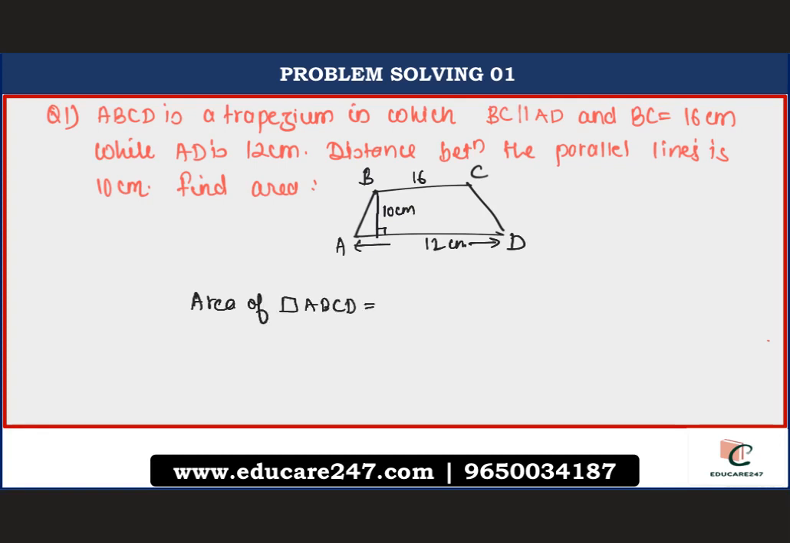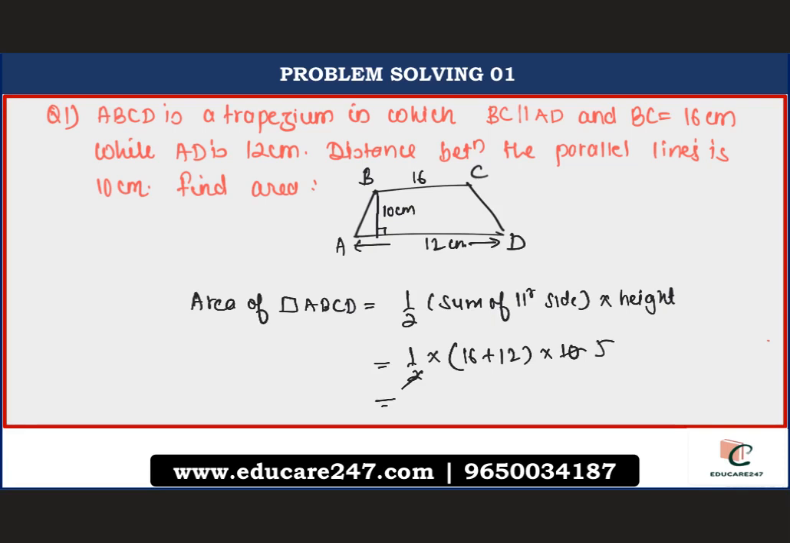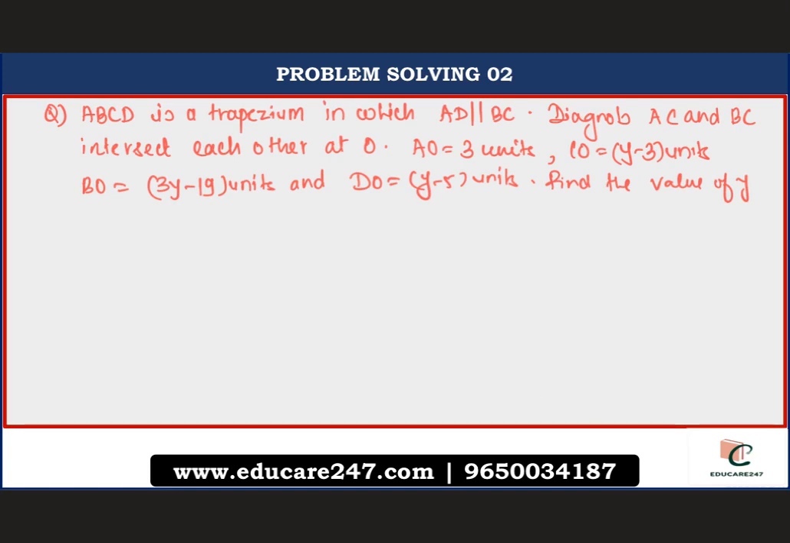So in this case, whenever you are asked the area of trapezium ABCD, your formula will be half into the sum of the parallel sides into the height, that is the distance between the two parallel sides. So here it will be half into 16 plus 12 into 10. So 2 1s are 2, 5s are. What is 16 plus 12? It is 28. So 28 5s are 140 centimeter square as your answer, the area of the trapezium. As simple as that. Let us have a look at this question.